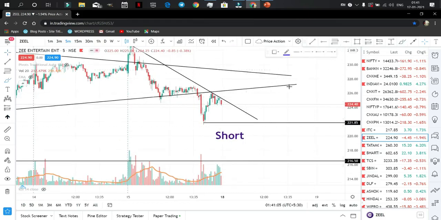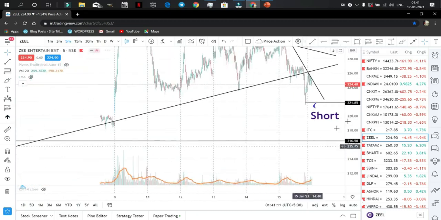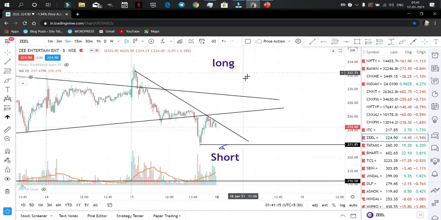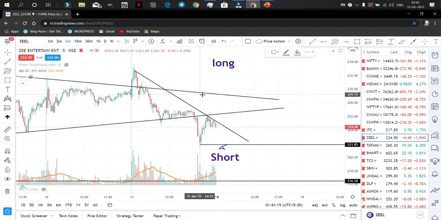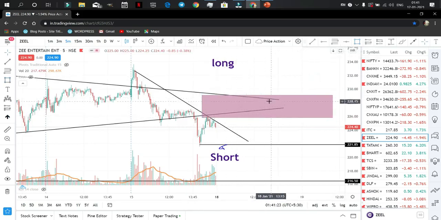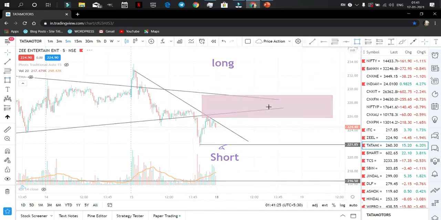So below this level I can short the stock, and this could be a target 1, and then we can trail our target and our stop loss. But if the stock opens above here, but if the stock trades in this area, then I will not take any trade in the stock. The next one is Tata Motors.